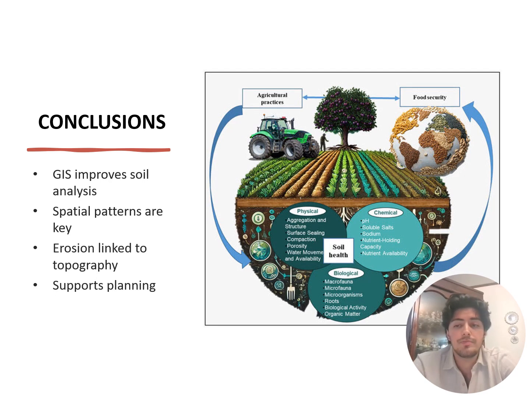What can we conclude? GIS and modeling techniques are effective tools for evaluating soil quality, and they also help us identify spatial patterns of degradation and areas vulnerable to erosion, which is essential for environmental planning.